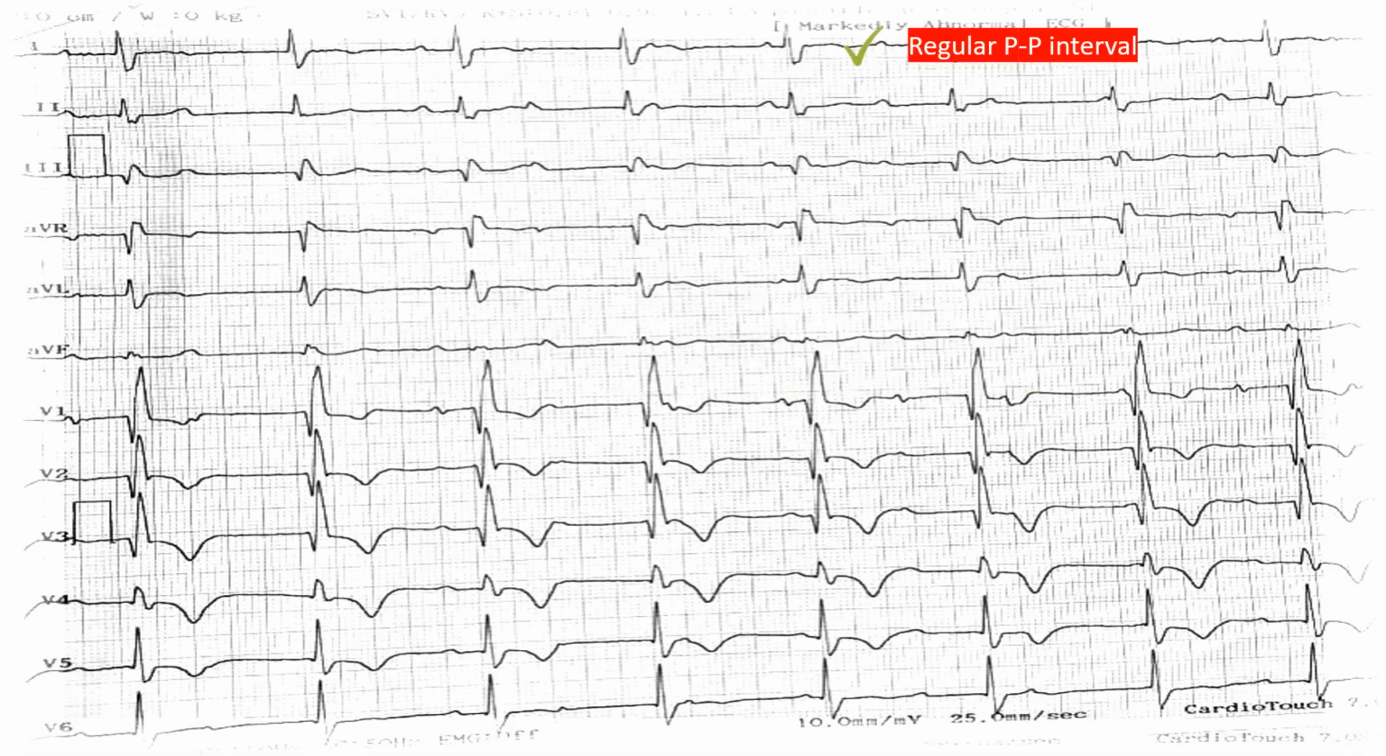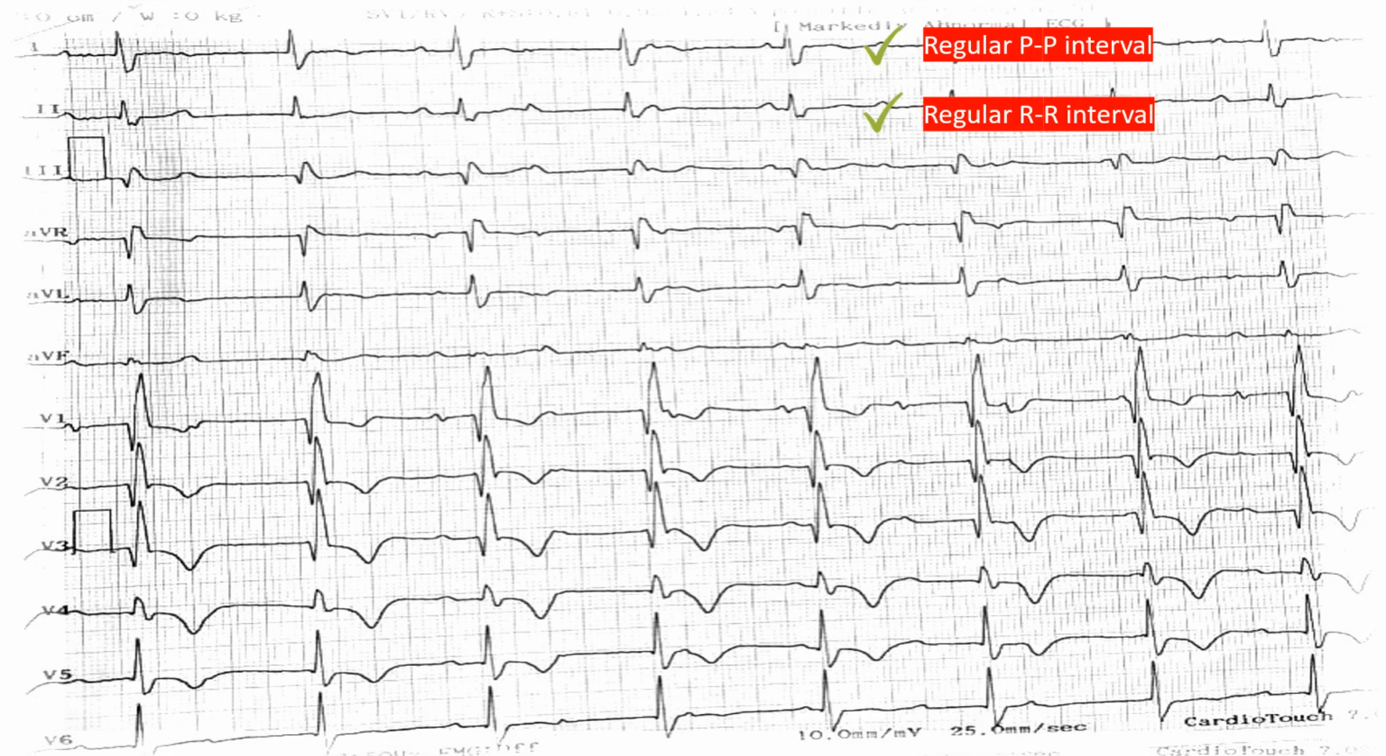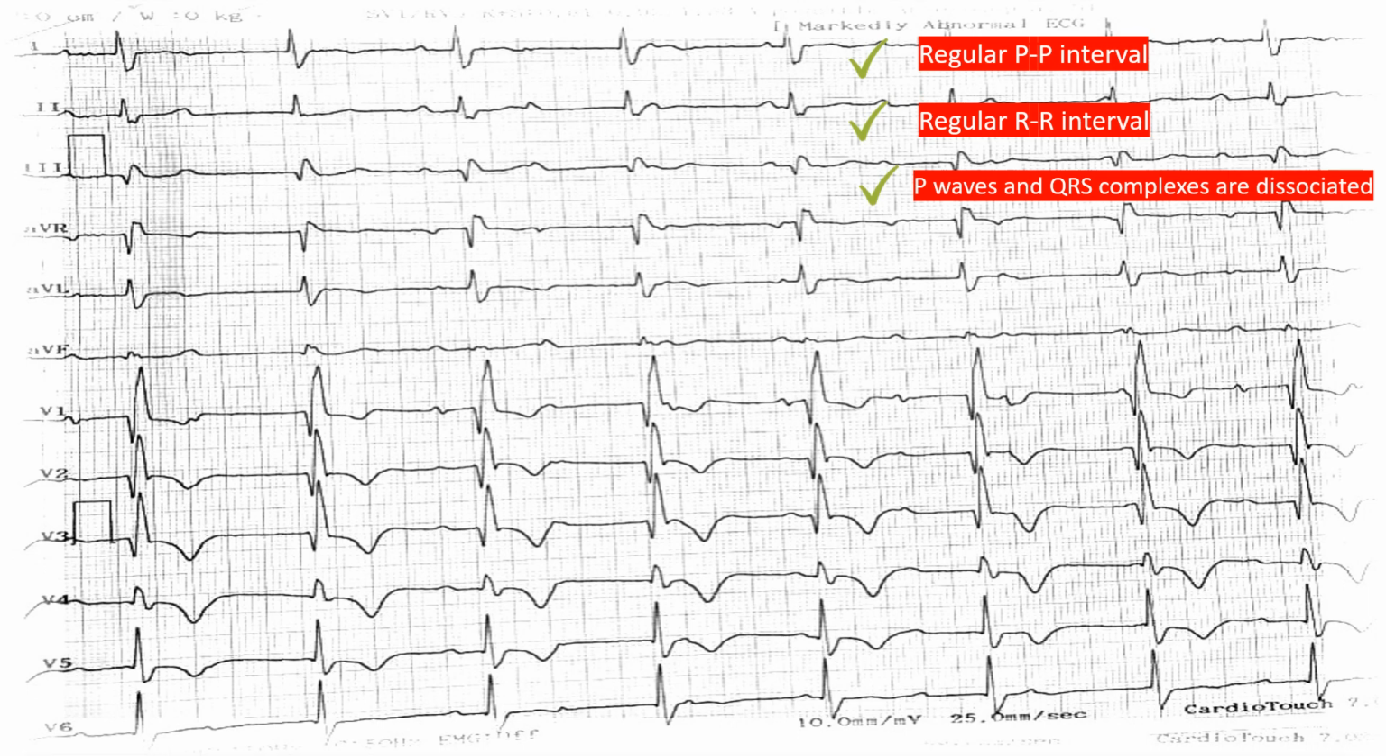Now let's define the points which we have discussed so far. After discussing these points, we might be able to reach some diagnosis. So let's start with the PP interval. These are regular. The RR intervals are again regular. The P waves and the QRS complexes are not associated. This means there is a dissociation present.